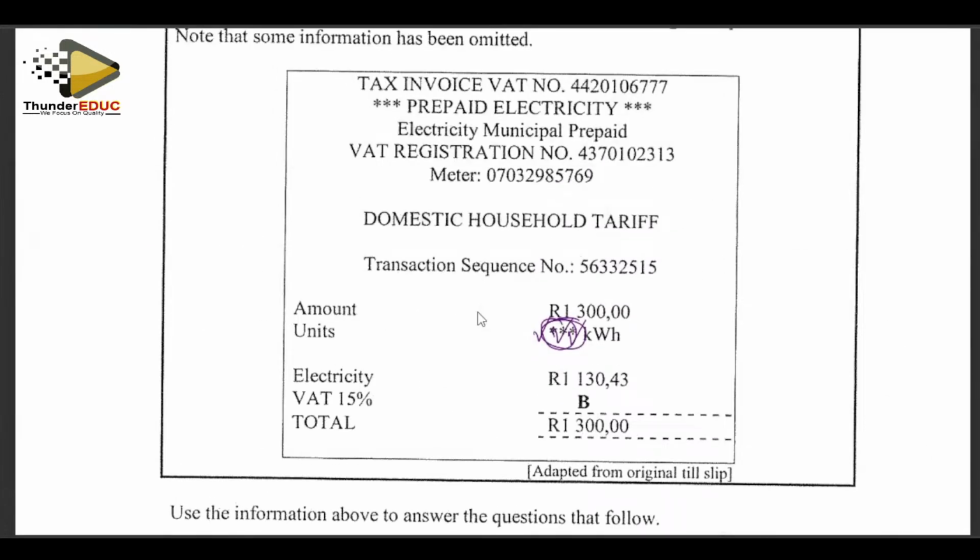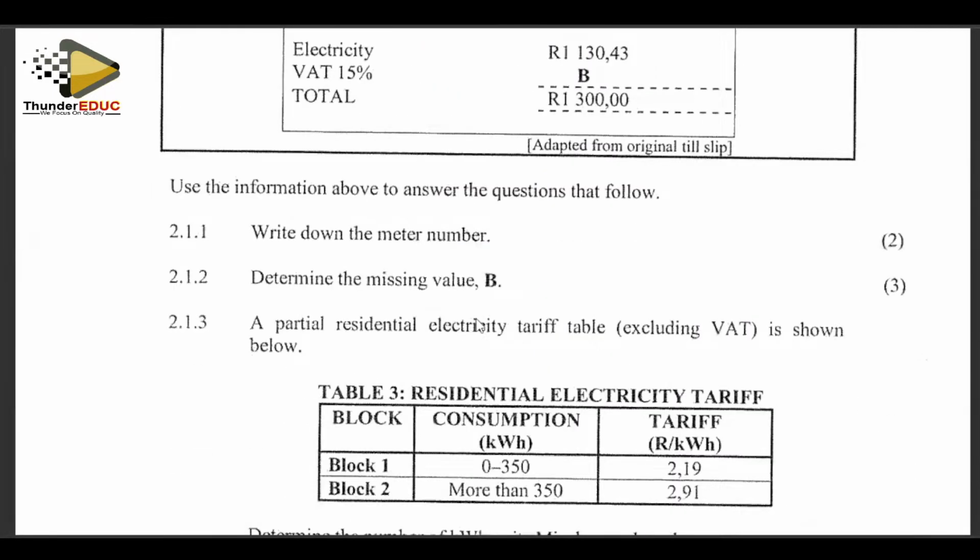This was straightforward. The meter number was this value here. I believe everyone got it right. It was 07 032 985 769. Meter number.